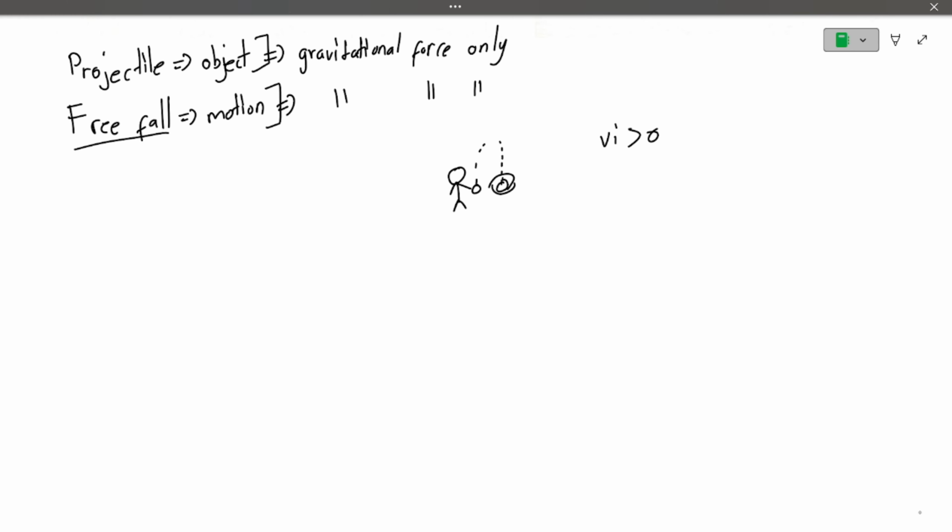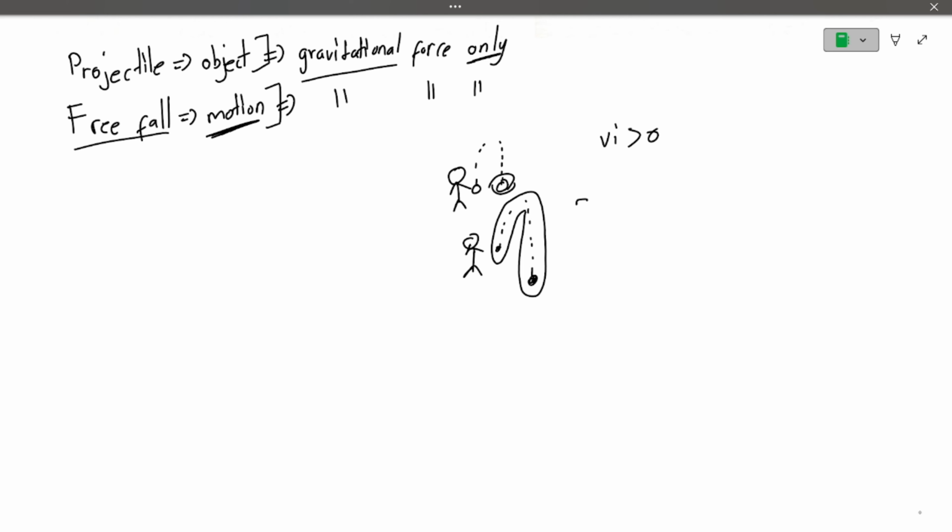So let's define free fall now. Free fall is a motion in which the only force acting on an object is gravitational force. Using the same situation, if you throw a ball vertically upwards and then it comes back to the ground, when you project it up, it's a projectile. But if it moves under the influence of gravitational force only, that motion is called free fall.